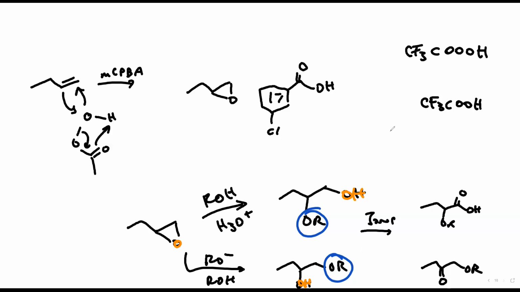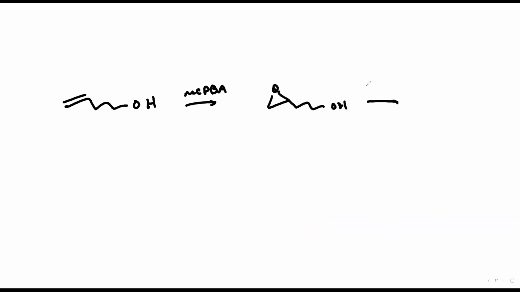Anything else I want to talk about? I don't think so, so we'll just keep it chugging along. Oh, I guess one thing we could talk about is, if you had this, you needed MCPBA. You could form this here and then do acid or base. So whether you attack here or here will depend on whether you use acid or base. So H plus probably this way and base probably this way. Cool. All right.